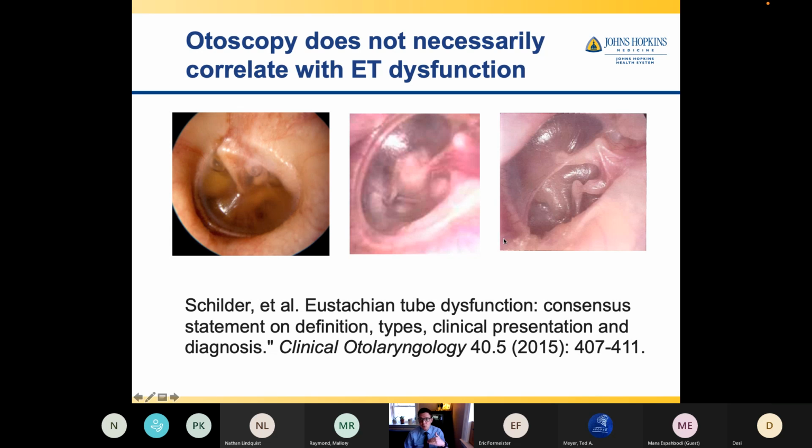Probably the best indicator of active eustachian tube dysfunction is negative pressure on tympanometry. So if you had something like this, where you had a pars tensa retraction, and they had negative 170 on tympanometry, you can be really sure that that person has an obstructive eustachian tube dysfunction at this moment.